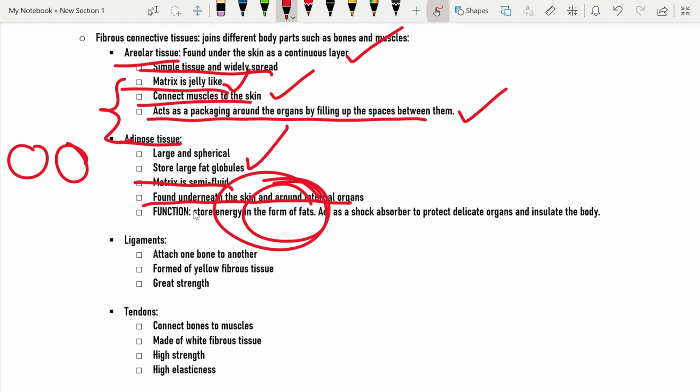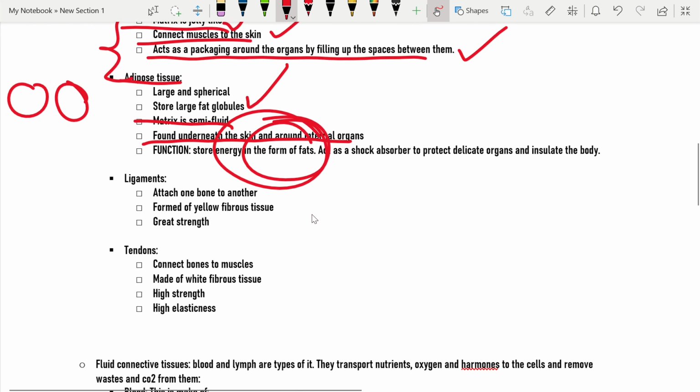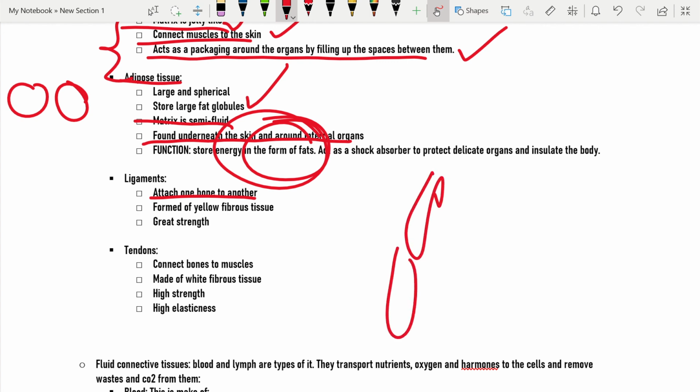Now we've got ligaments. Ligaments attach one bone to another. Pay attention. If you have a bone and this bone, ligaments will put them together. They are formed of yellow fibrous tissue and they have great strength. While tendons connect the muscles to the bones. So if you have a muscle on top, the tendon will be connecting that. It's made of white fibrous tissue, so you got the difference. This is made of yellow, this is made of white, and this has high strength and high elasticity too.